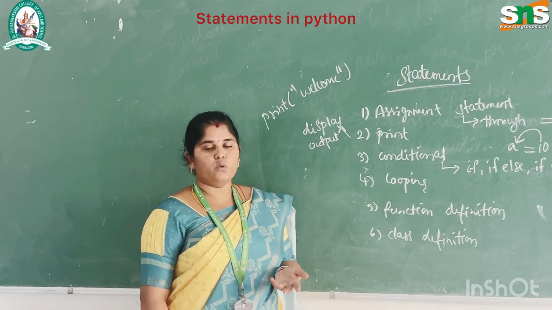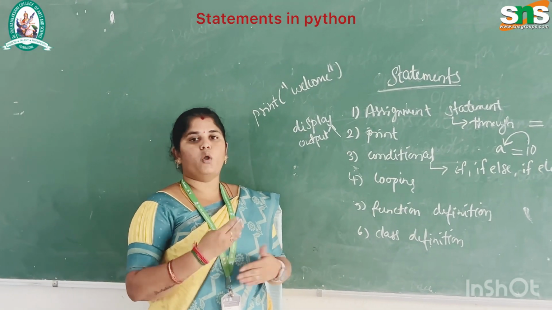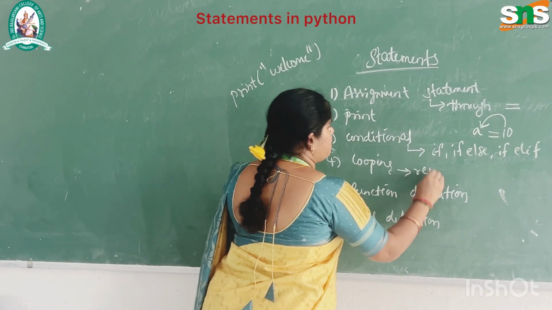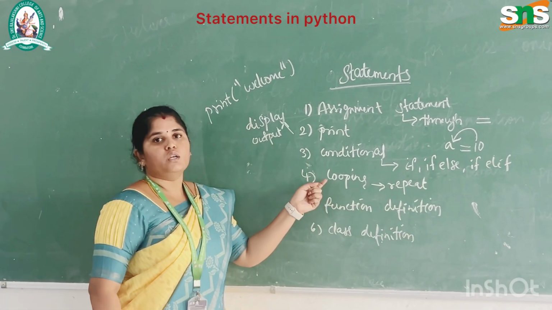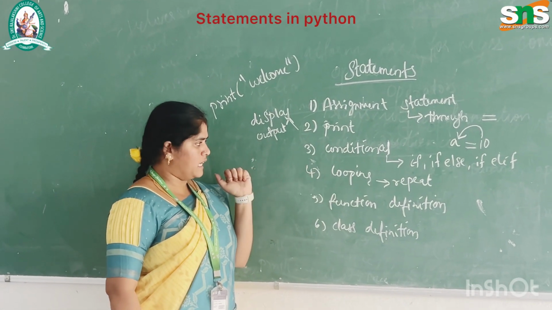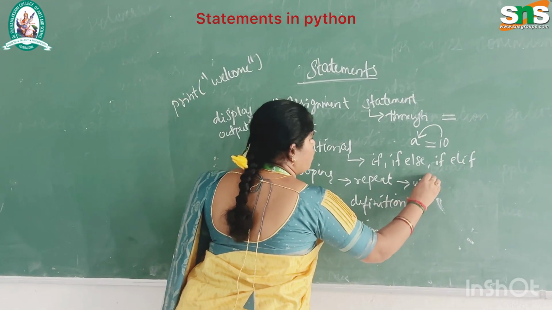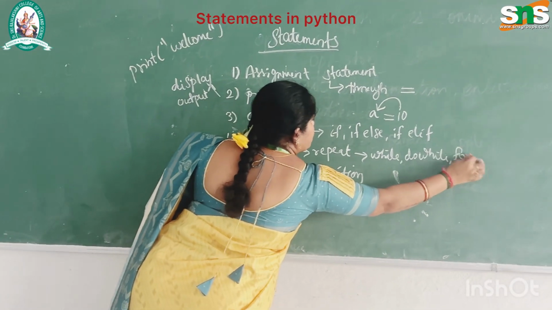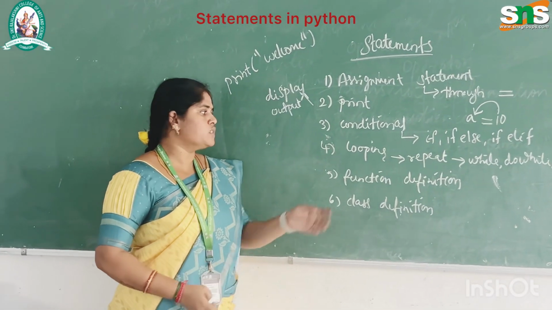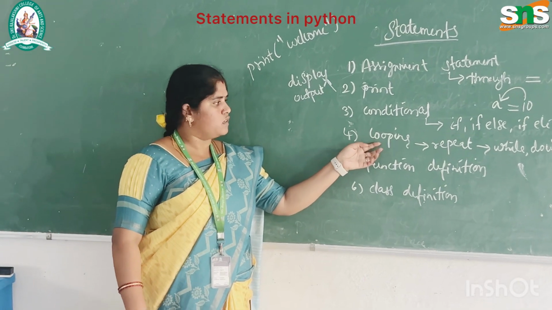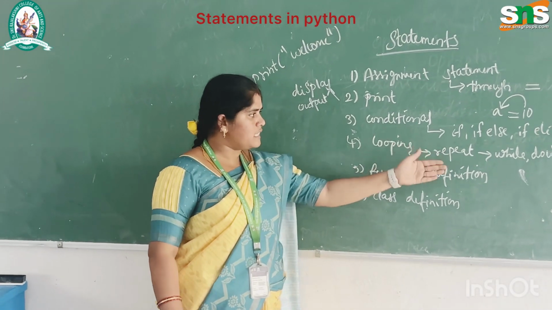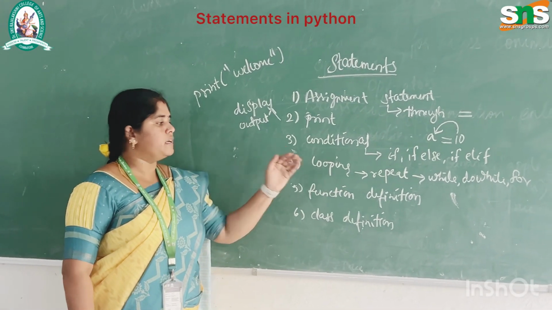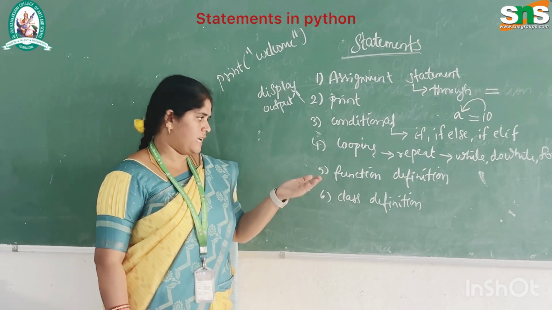So next one will be the looping statement. What the looping statement does is execute some block of statements repeatedly. When we want to execute something many times, we use the looping concept. The looping statements available are while loop, do while and for loop. These three looping statements are available in Python. They produce the same output, but the way of using each loop is entirely different.